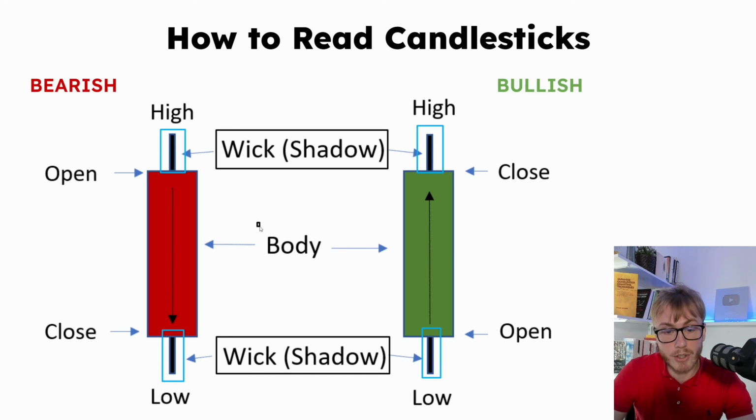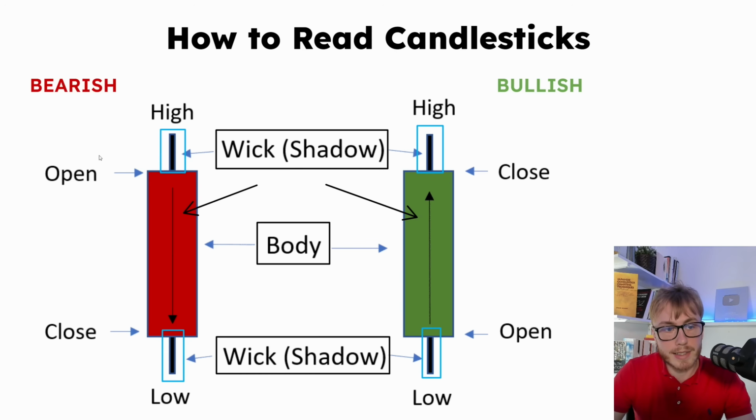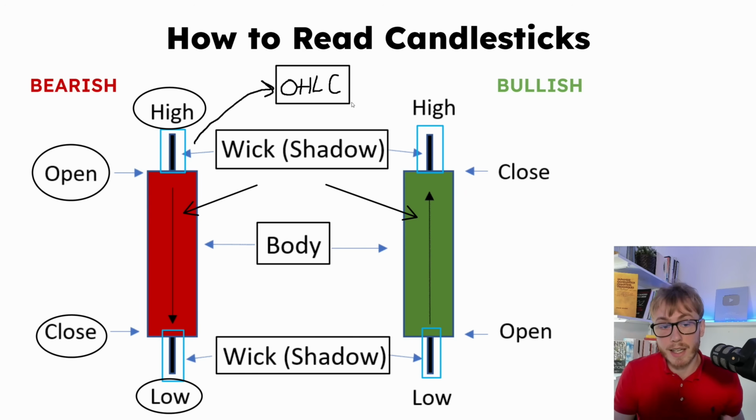Last but not least, we have something called the body. This is also sometimes called the real body, but in very simple terms, the body is the wide part here of the candles. And remember, the wide parts of the candle determine the closing and the opening price. And one last thing I just want to mention is that these names, open, high, low, and close, are for short called OHLC. So if you ever stumble upon something called OHLC, you know that this means open, high, low, close. And this is based on the candlesticks.